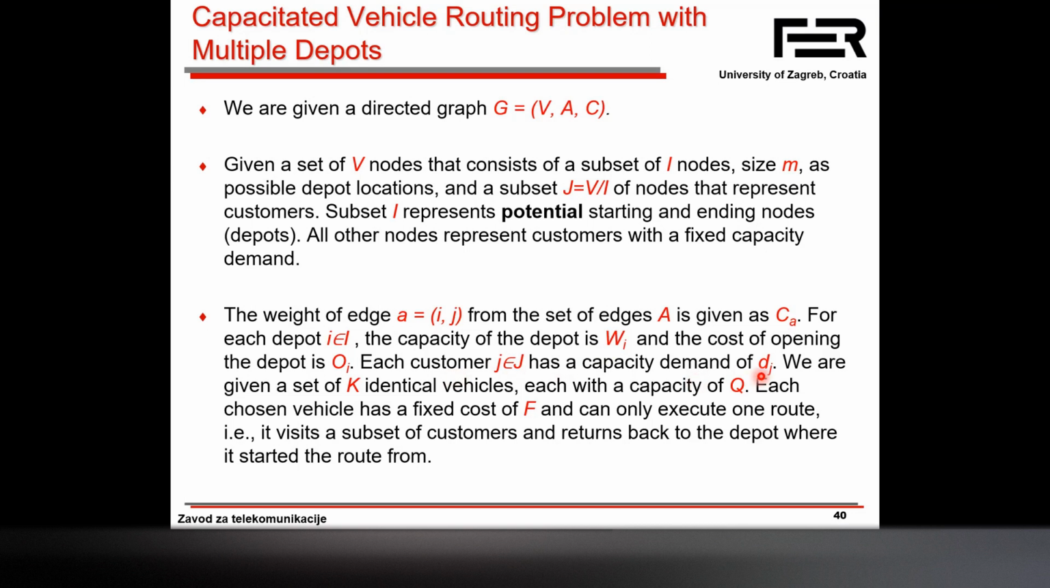Each customer has a capacity demand, and we have K identical vehicles. Each has a fixed capacity. They're all the same. We have K vehicles. They all have the same capacity Q. Each chosen vehicle has a fixed cost of F, and it can execute only one route. So once it executes a certain route, it's done. We have to take a new vehicle. Again, we have a fixed cost, which we start with, and then continue. Each vehicle will visit a subset of customers and return back to the depot where it started the route from.